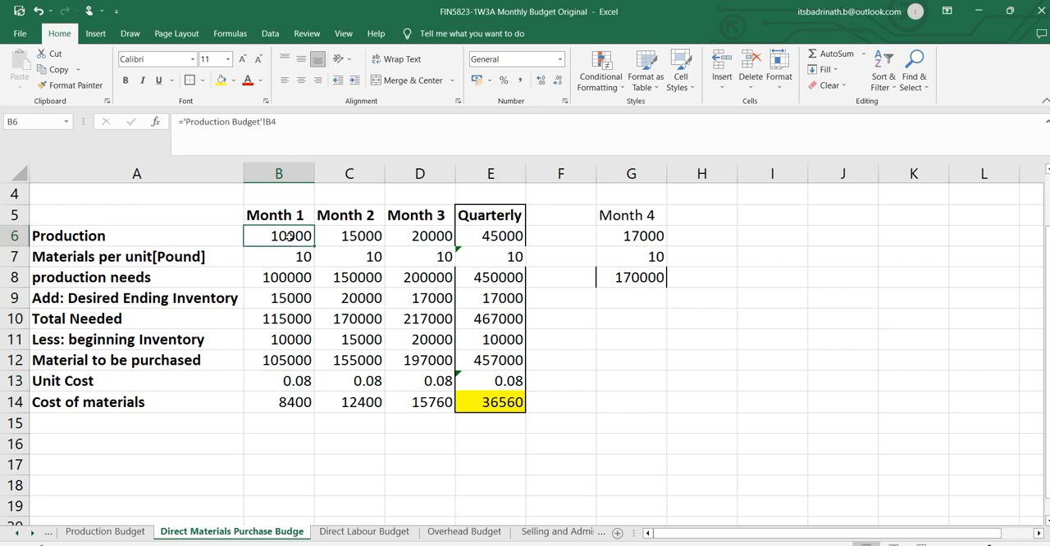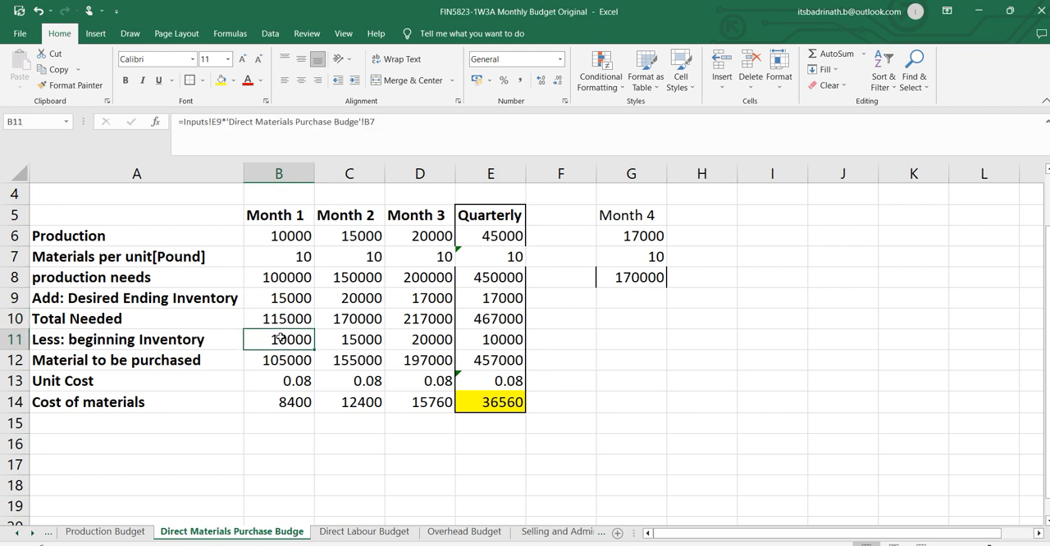Production is 10,000 units. For each unit of production, we need 10 material units. There is a requirement. So to produce 10,000 units, we need 1 lakh, because 10,000 into 10 becomes 1 lakh. Inventory will depend on next month's production. It is 10% of next month's production. So we have to maintain 10% of this, meaning 15,000, as inventory in our stock. So whatever production is required for sale and whatever is required for inventory, both combine to become total production, total material units. So for making the production, how many material units we need is calculated here.